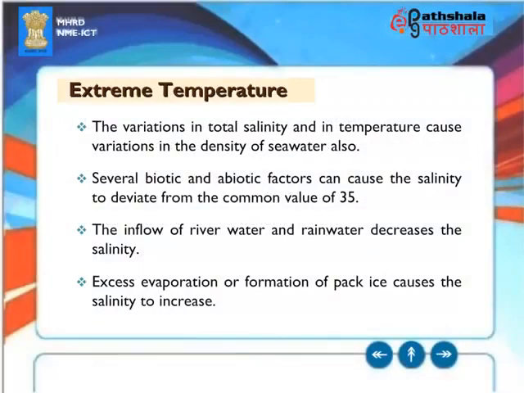The variations in total salinity and in temperature cause variations in the density of seawater also. Several biotic and abiotic factors can cause the salinity to deviate from the common value of 35. The inflow of river water and rainwater decreases the salinity. Excess evaporation or formation of pack ice causes the salinity to increase.